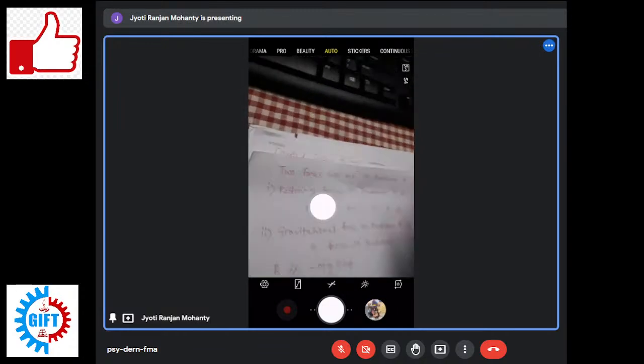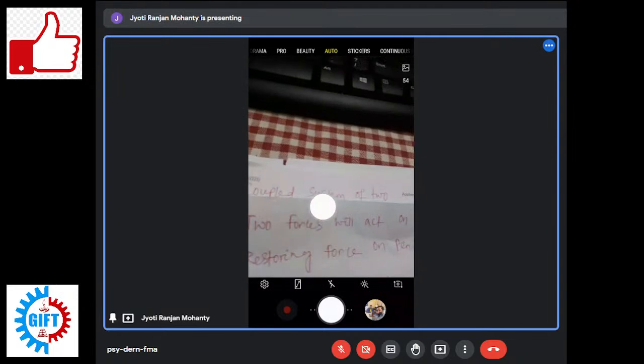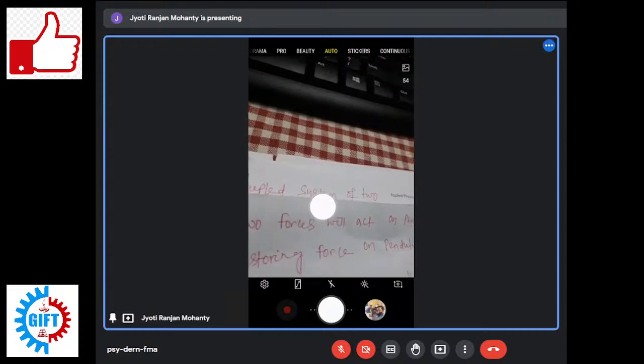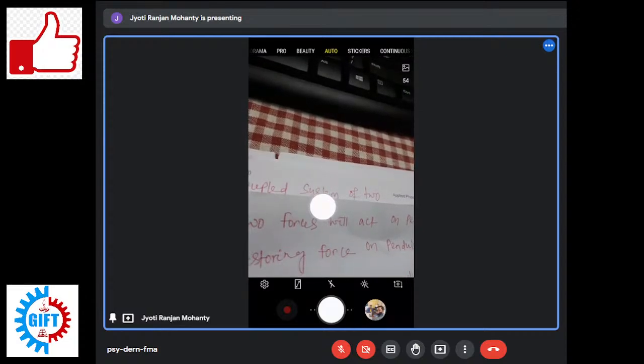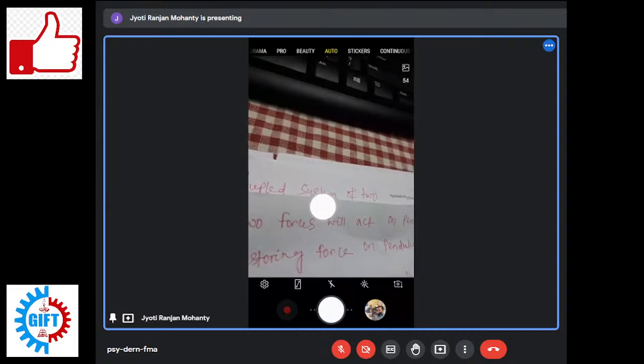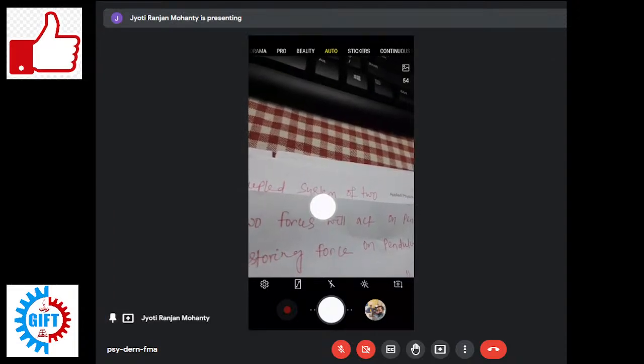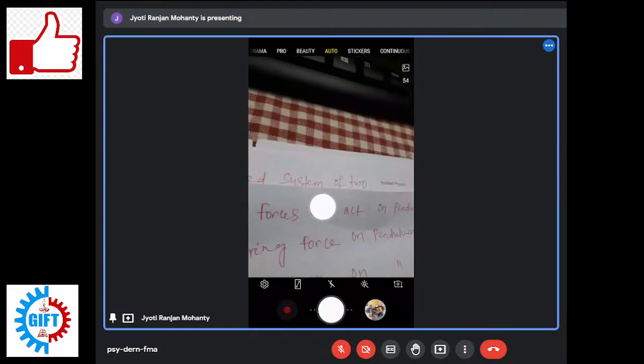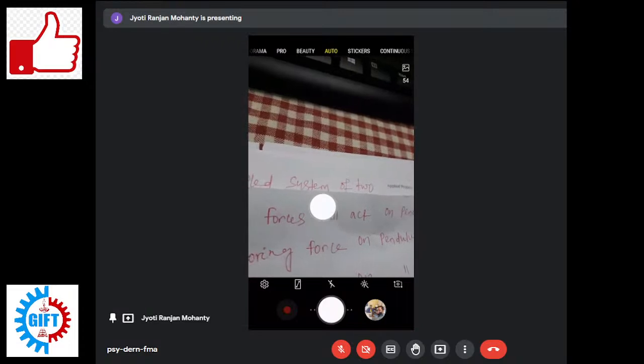Okay, Aditya, सौम्य, रीड करो कौन लिखिल. Sir, last line.